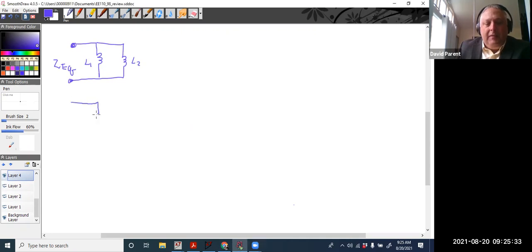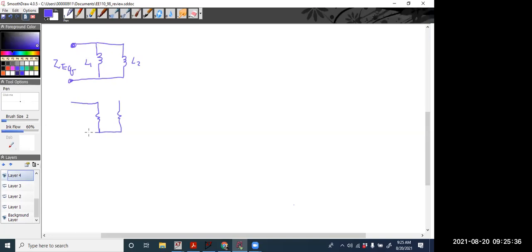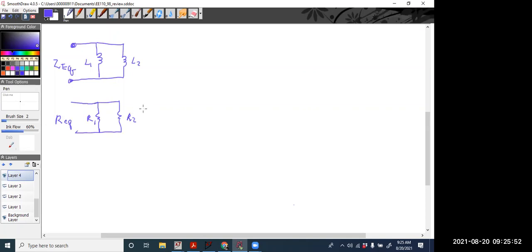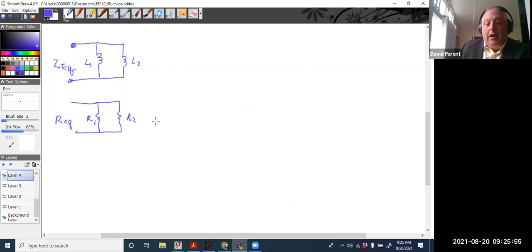What if I ask this? How would you modify it? Say R1 times R2 over R1 plus R2. Or you might say R1 in parallel with R2, and however you calculate it would be however you calculate it. So in fact, it would be ZL1 in parallel with ZL2.